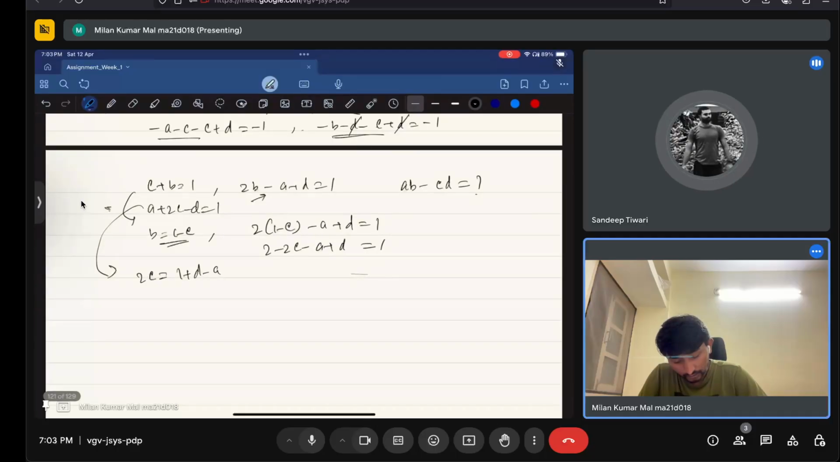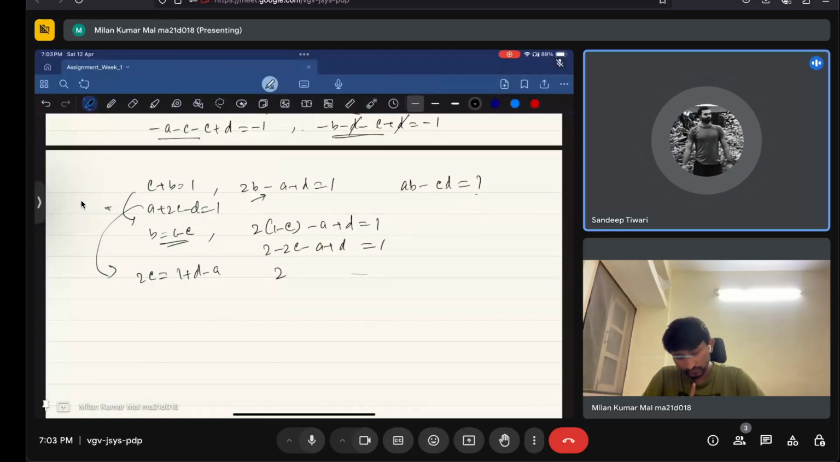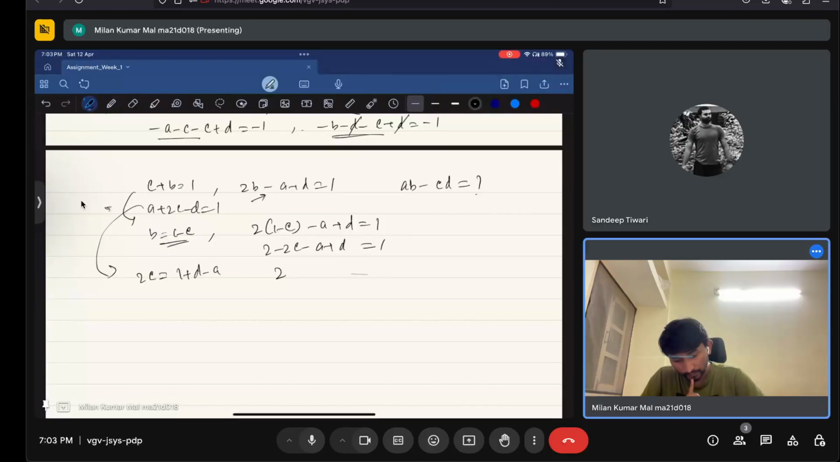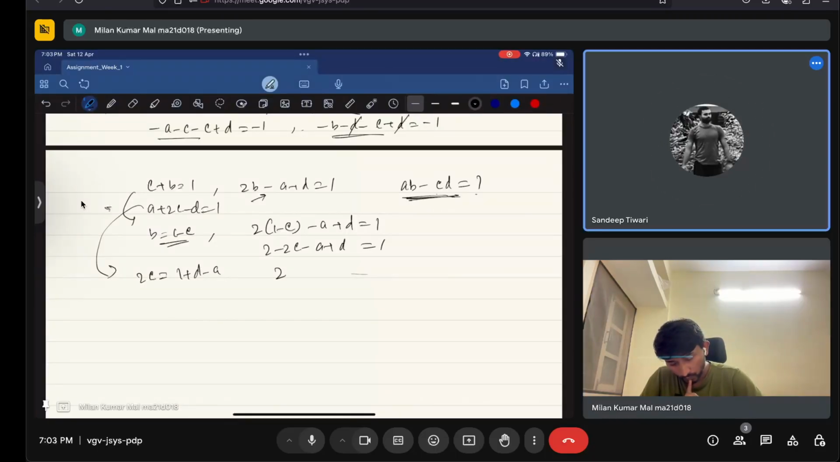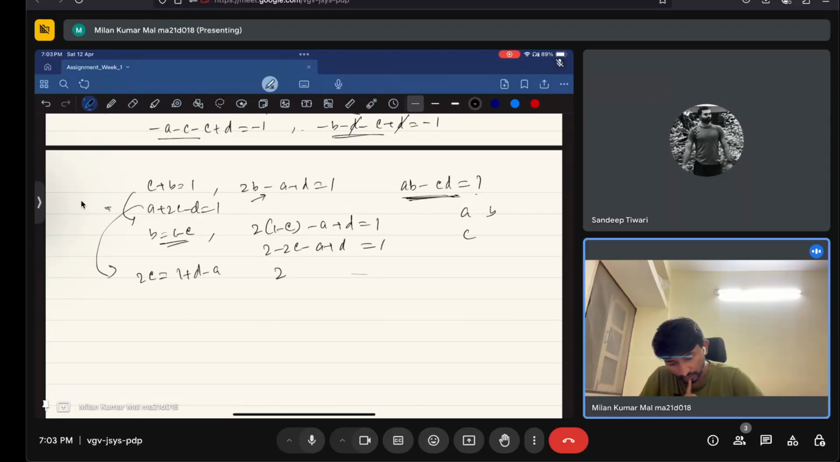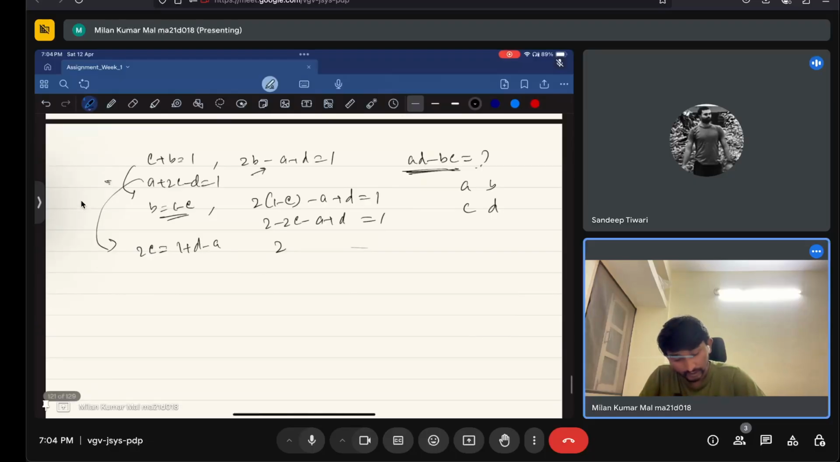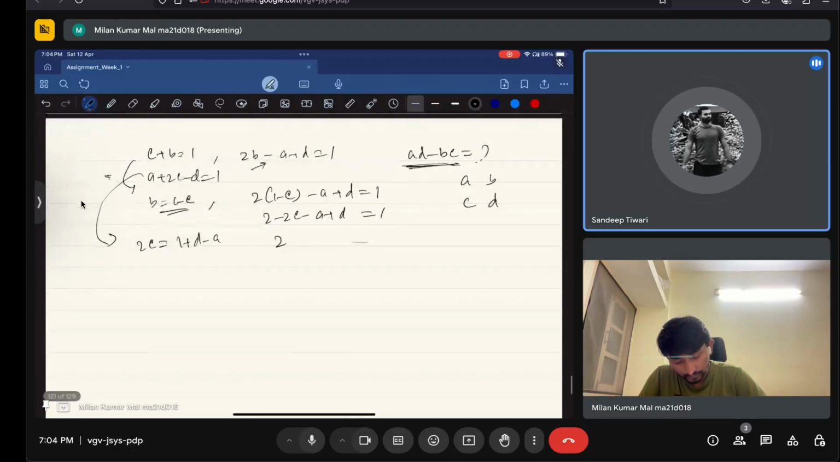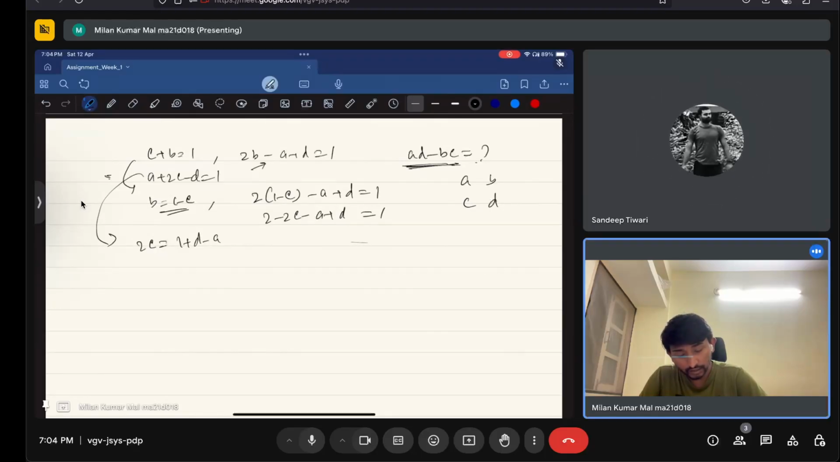Sir, I want to put this value in the determinant here. By the way, what is your matrix? The matrix is A, B, C, D. Now you can put A as 1 minus 2B plus D. That will be a little bigger, so I just want to do it a little shorter. Let's do this one once.